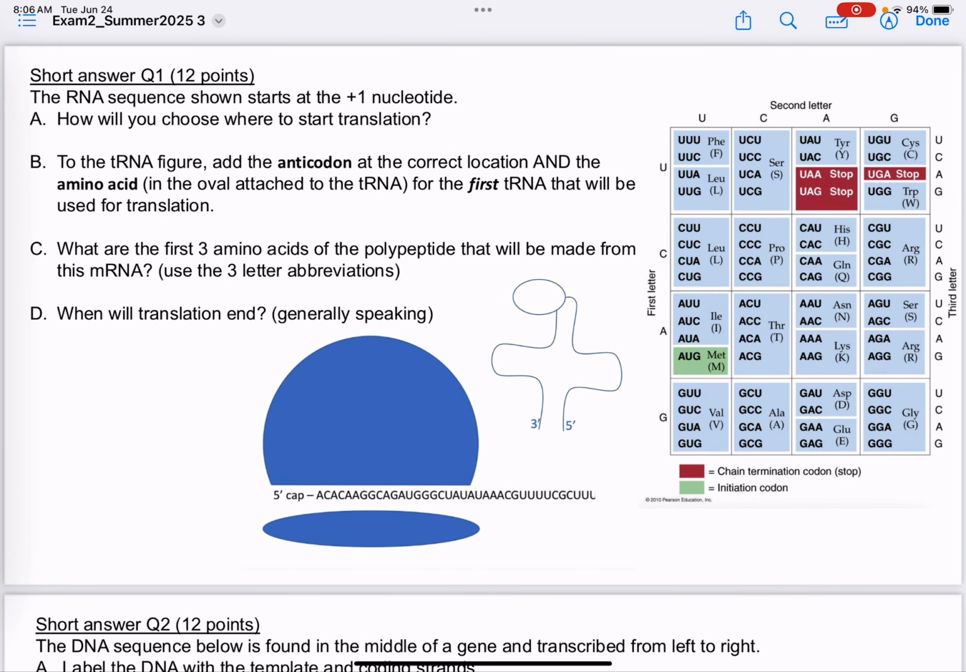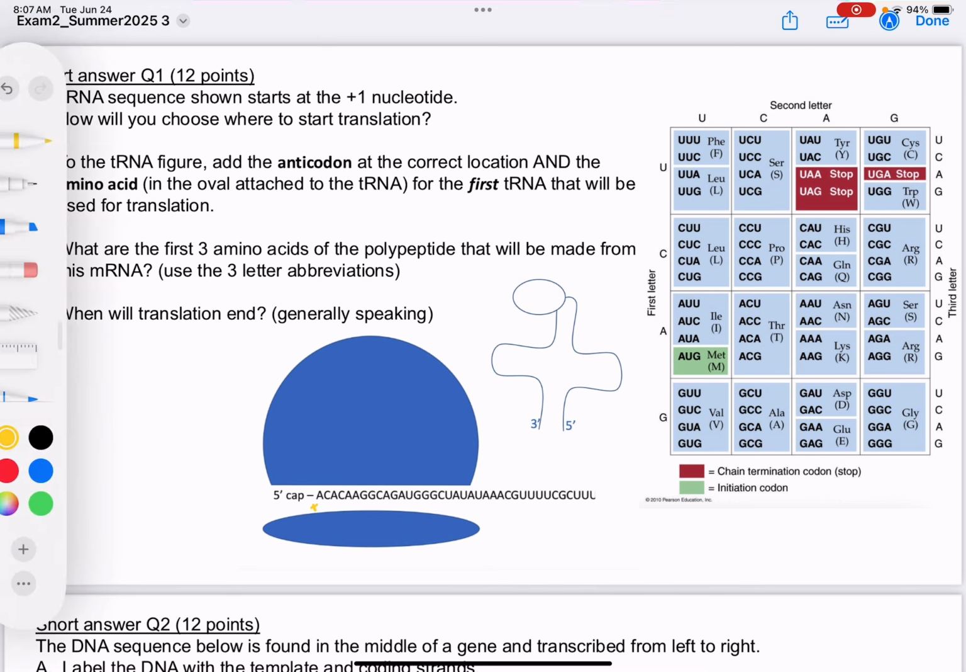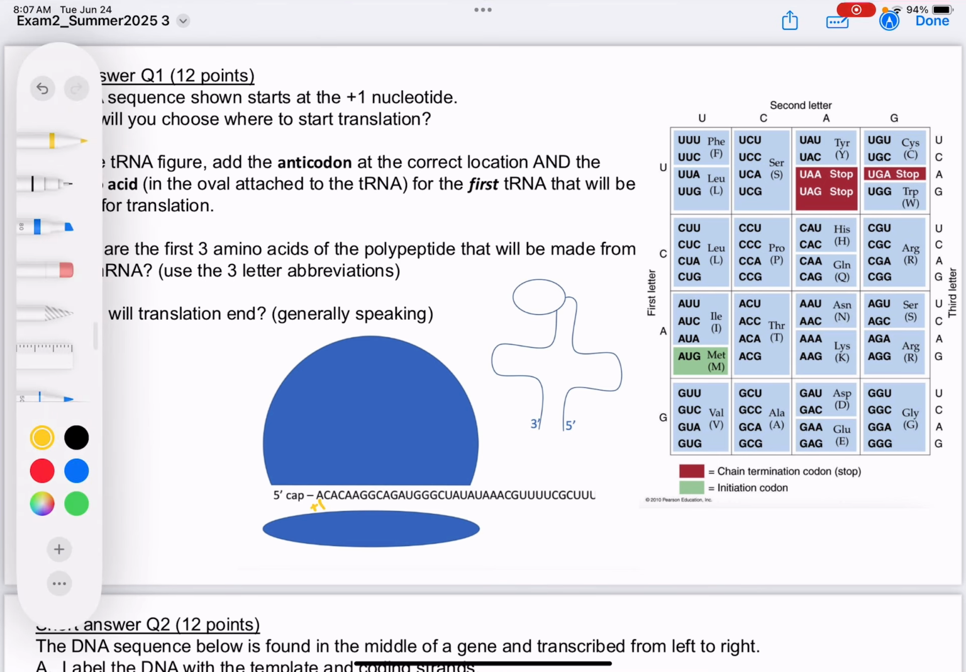Okay, so here, short answer question 1. I want to figure out when I would start translation. Here I have the DNA sequence starting at the +1 nucleotide, so I know that that's not actually where my start codon is. I'm going to start at the first AUG, right? Remember, that's my start codon. The finding can also be in other places, but it always starts it. So I want to scan this until I find my first AUG, which is right here, okay?